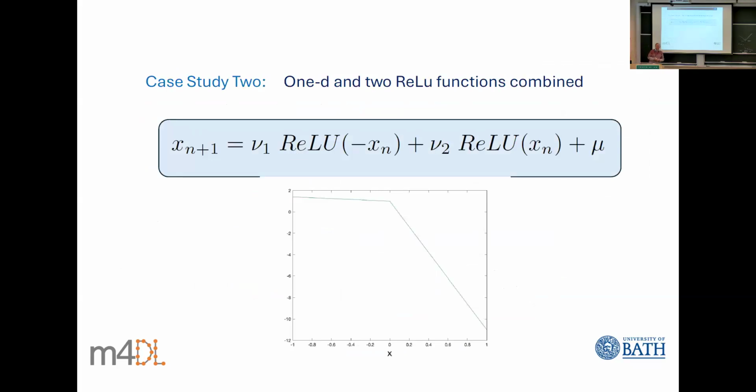If you look at ReLU, you've got a little bit more smoothness in that ReLU gives you a continuous map with non-smooth derivatives. That's good, but it doesn't mean you don't get exotic behavior. So here's ReLU with parameters nu1, nu2, and mu.